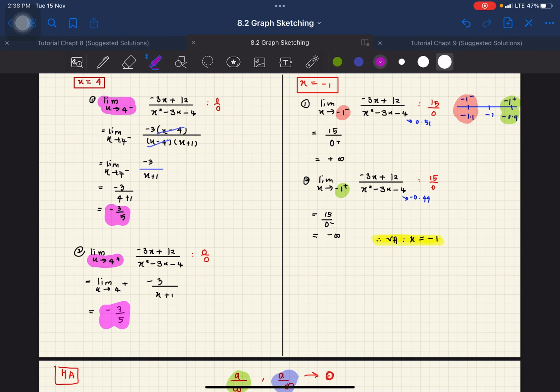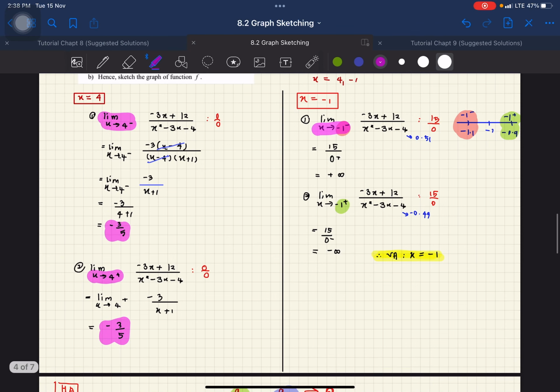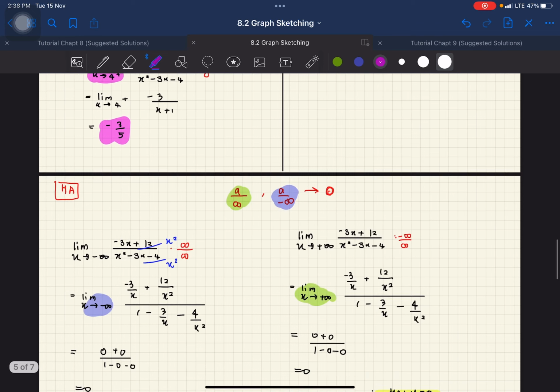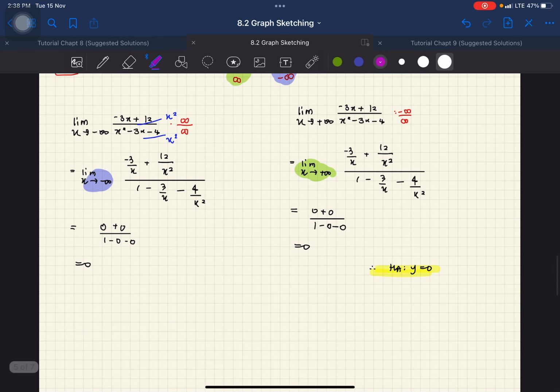Saya dapat yang ini. Okay, lepas tu saya cari x approaching negative 1 daripada kiri. I get positive infinity. And then x approaching negative 1 from the right. I will get negative infinity. And then saya cari x approaching negative infinity is 0. X approaching positive infinity is also 0.